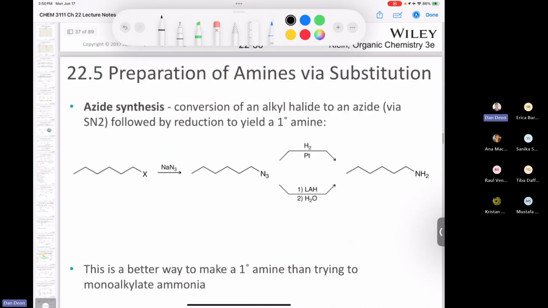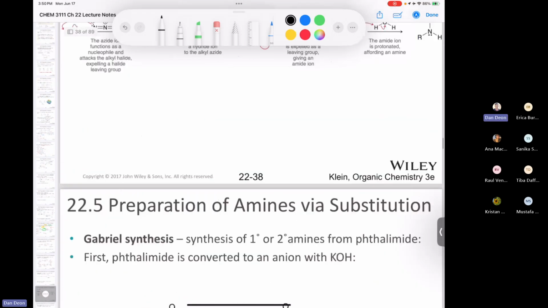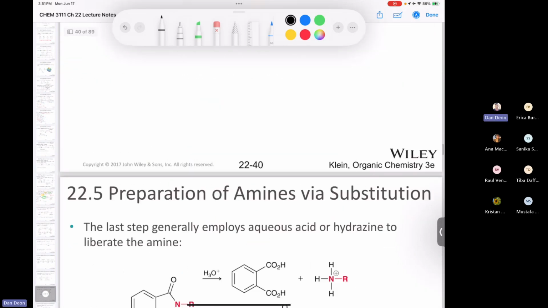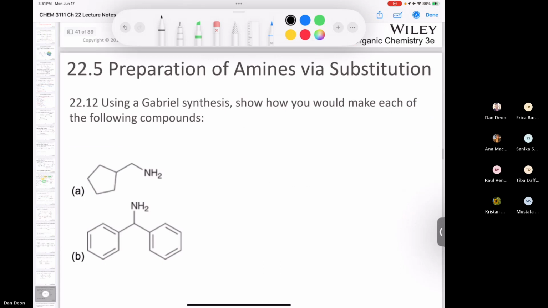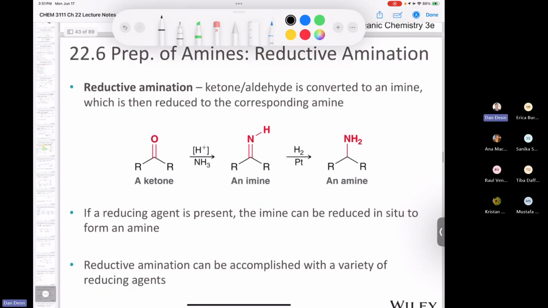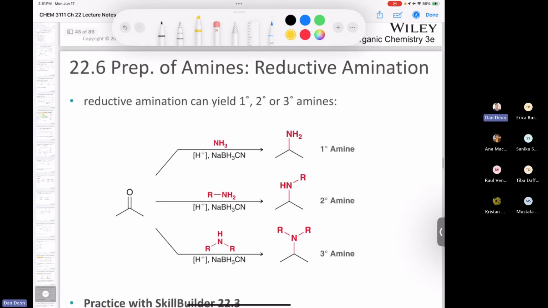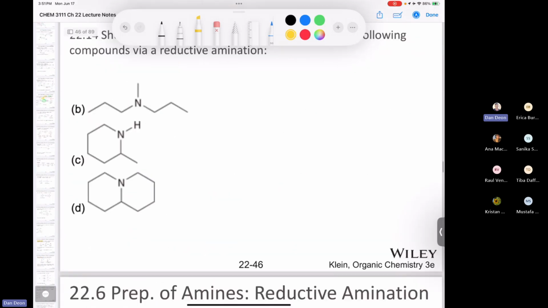Anyhow, we'll talk about that. Then we'll talk about the azide synthesis, go over the azide synthesis. We'll do the Gabriel synthesis in detail. After Gabriel synthesis, we'll talk about reductive amination. This is probably the reaction I've done the most in my life, maybe. It works really well, a very simple reaction. We'll talk about sodium cyanoborohydride reductive amination.